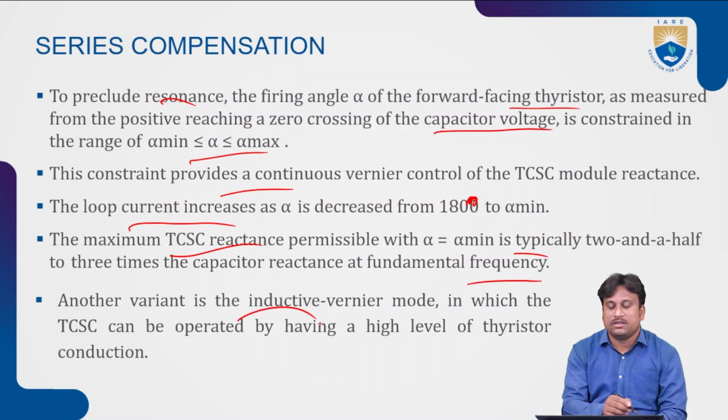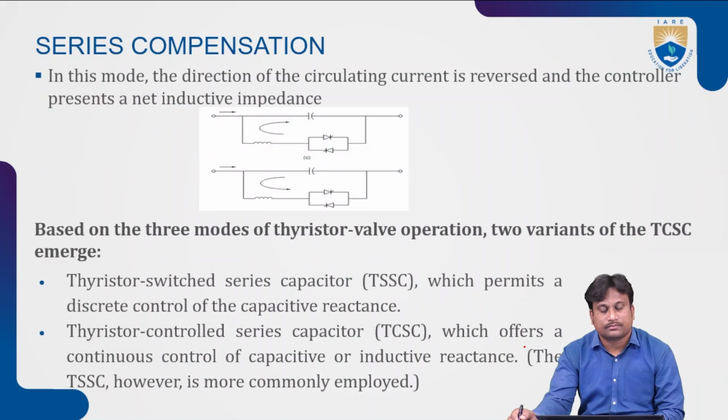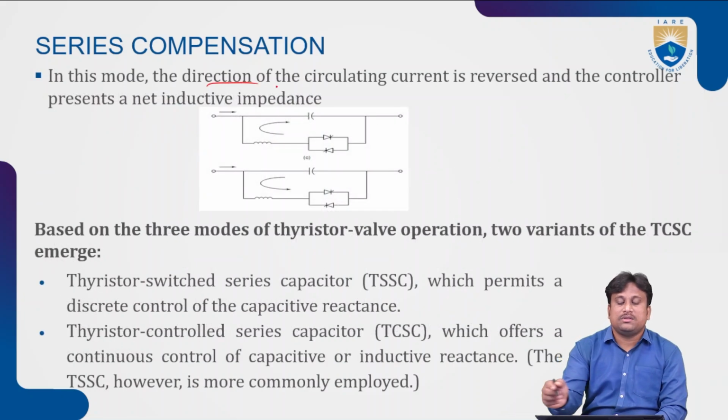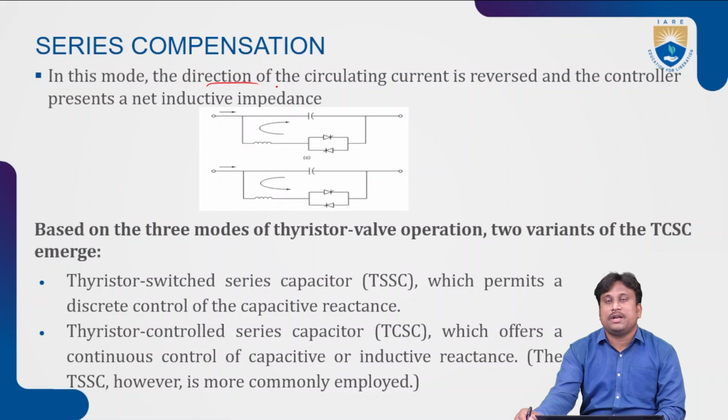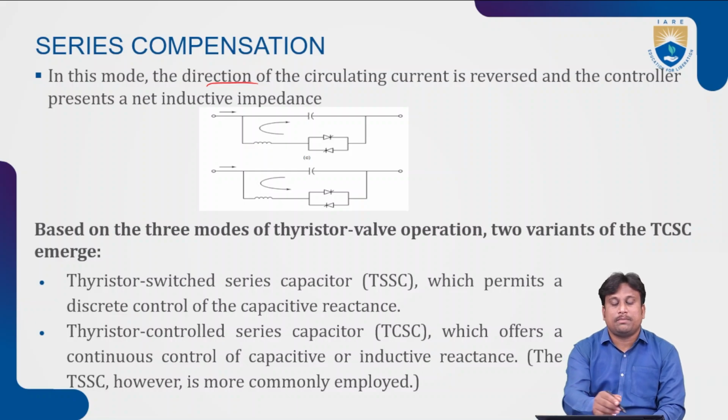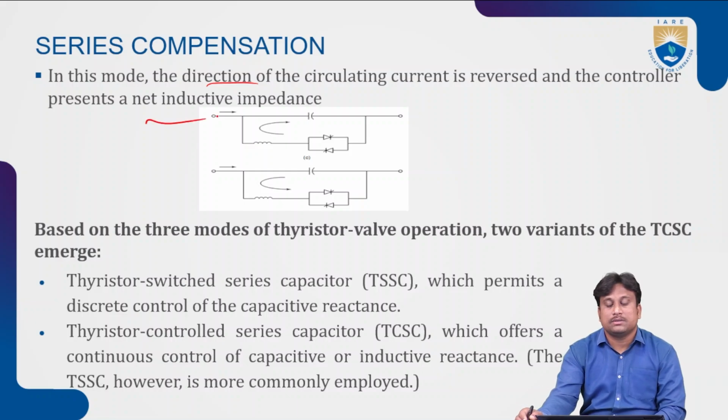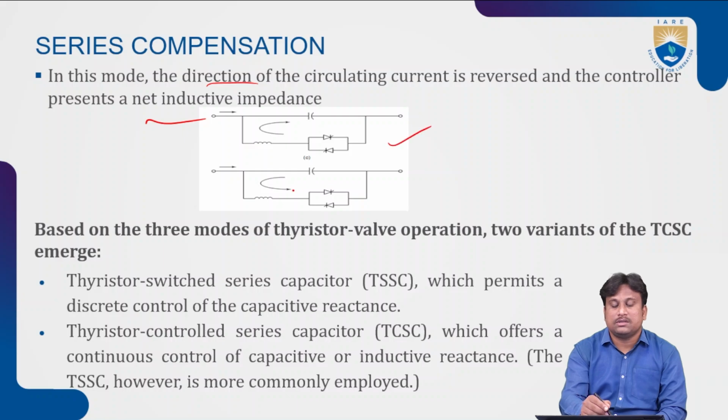Another variant is the inductive Vernier mode, in which the TCSC is operated with a high level of thyristor conduction. In this mode, the direction of the circulating currents is reversed and the controller presents a net inductive impedance. That is shown here. This is the path where the current exists, and here it takes the reverse direction.